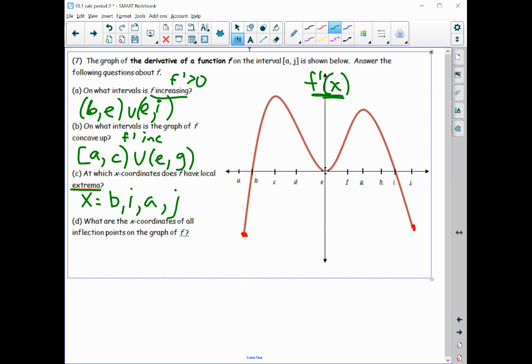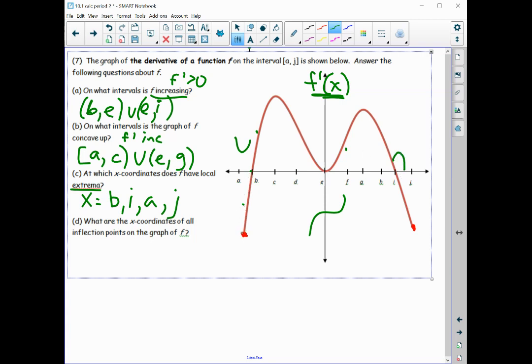Notice that I didn't include E because it's actually not a local max or a min. It goes from positive slopes back to positive slopes. That's going to be a leveling point, so that's not a max or a min. Whereas B, because we go from negative slopes to positive slopes, that's going to be a min. Positive slopes to negative slopes, that's going to be a max.